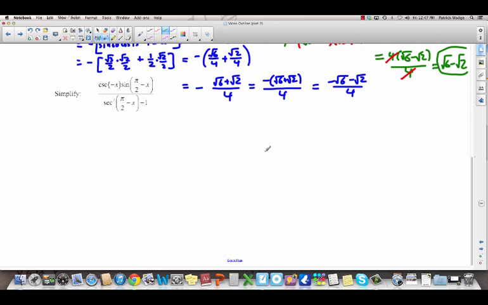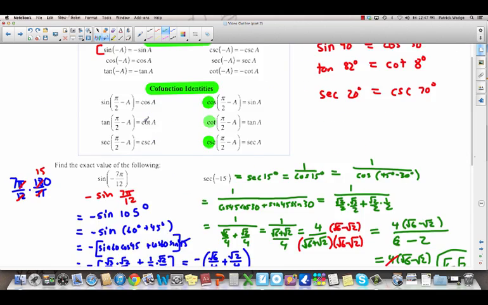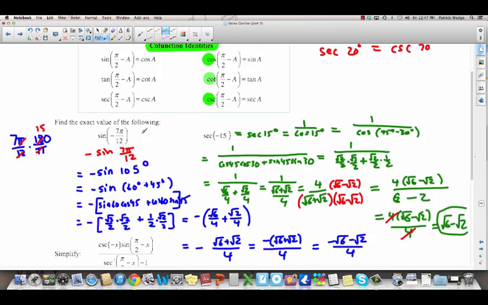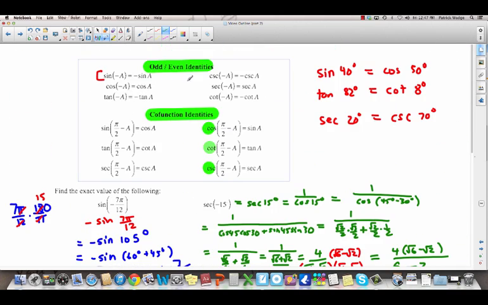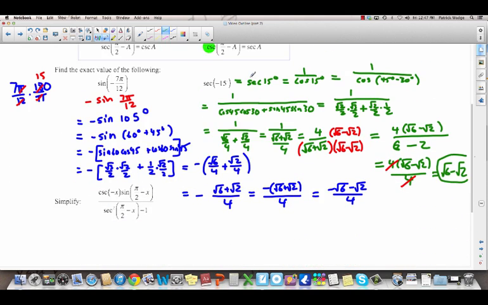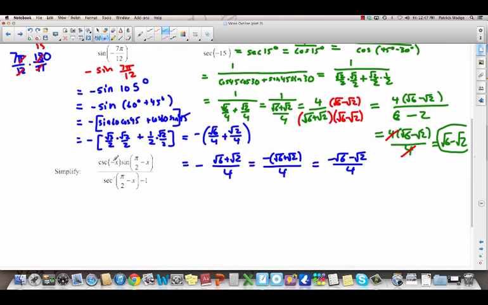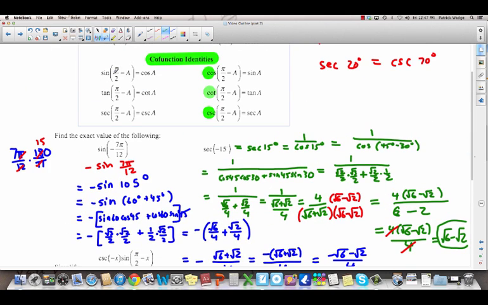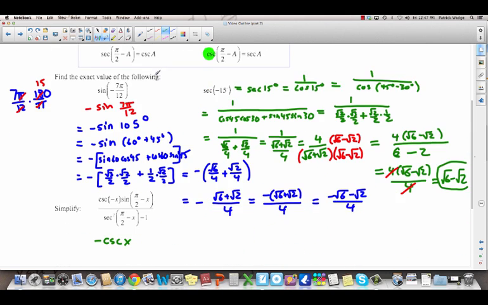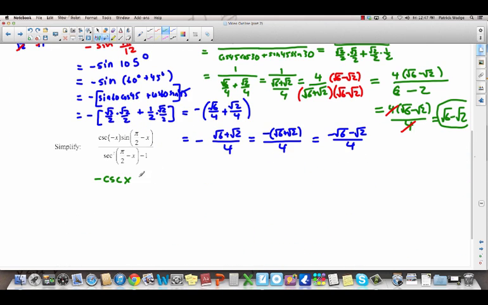Alright, last one. Whoa, does that look ugly? We're going to start using these identities up here. So we have cosecant of a negative angle. Cosecant of a negative angle is equal to negative the cosecant of that angle. So we can move that negative up front. We have negative cosecant x. Sine of pi over 2 minus x, so that's right here, equals cosine x. Put a times dot there if you want.